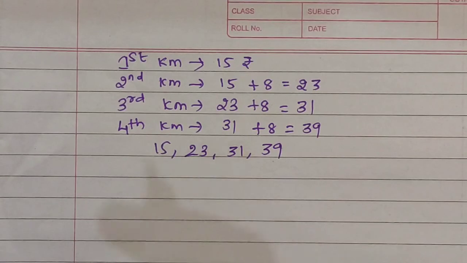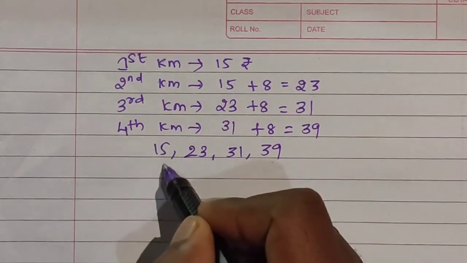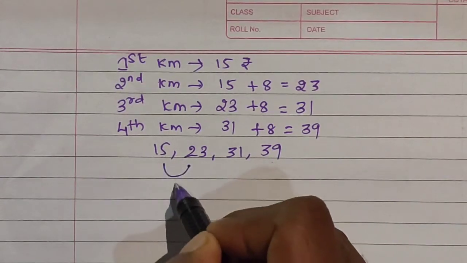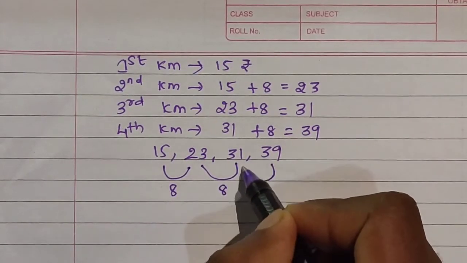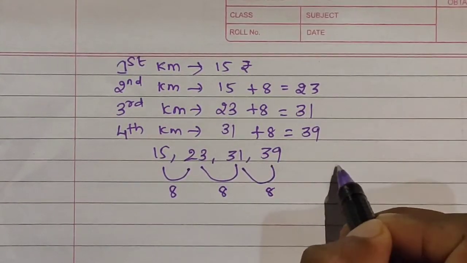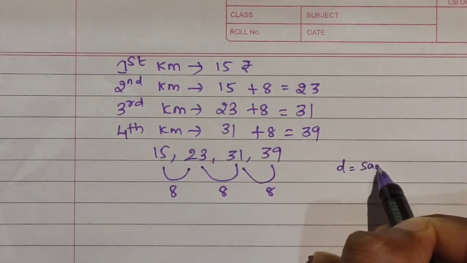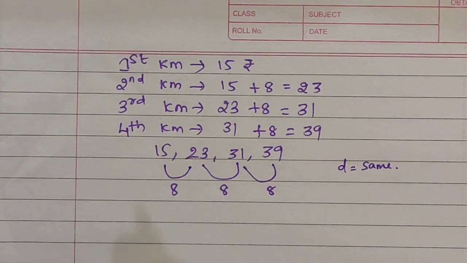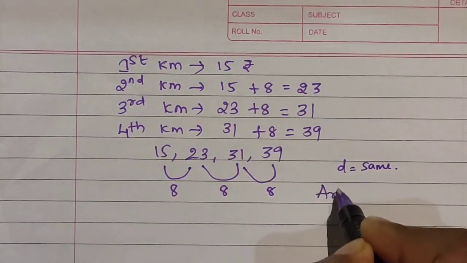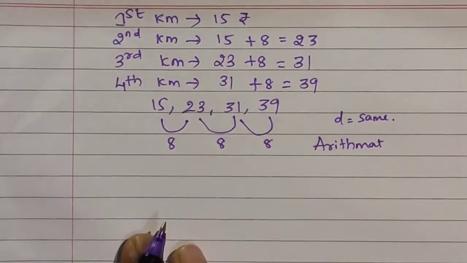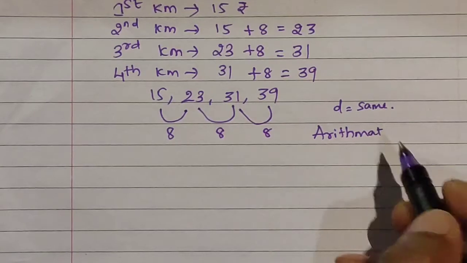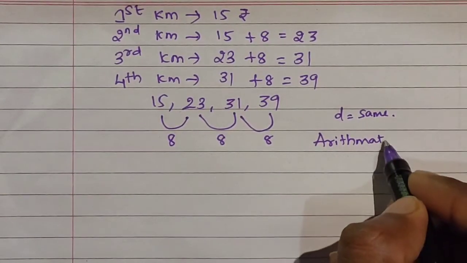Are these numbers in an arithmetic sequence or not? You need to justify. How to justify? You can observe the difference between 23 and 15 is 8. Next, the difference between 31 and 23 is 8. The difference between 39 and 31 is 8. The common difference d value is the same. If the common difference value is the same, the given sequence or situation is in arithmetic progression. How to write? Since the common difference is the same everywhere, therefore we can conclude that the given situation is in arithmetic progression.